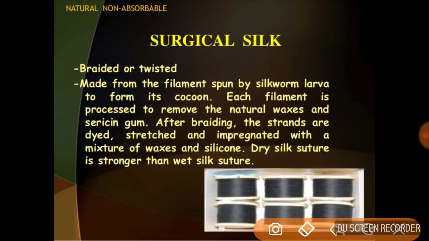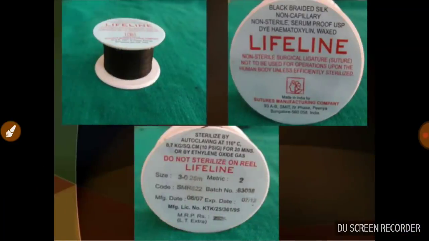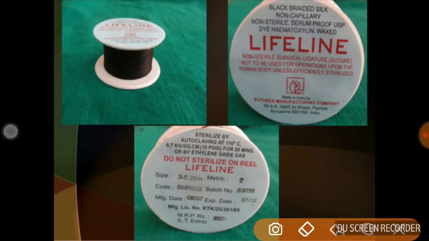These are braided or twisted, made from filament spun by the silkworm larva to form a cocoon. Every filament is processed, from which the natural waxes are removed, and after braiding these strands are dyed, stressed and impregnated with a mixture of waxes and silicone. Dry silk suture is stronger than wet silk suture. So this is how this silk looks like, and this should not be sterilized on the reel. Do not sterilize on reel.